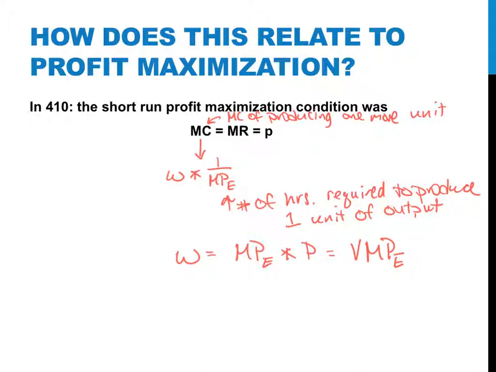So, firms profit maximizing in their production decisions is equivalent to them hiring the profit maximizing number of workers in the labor market.